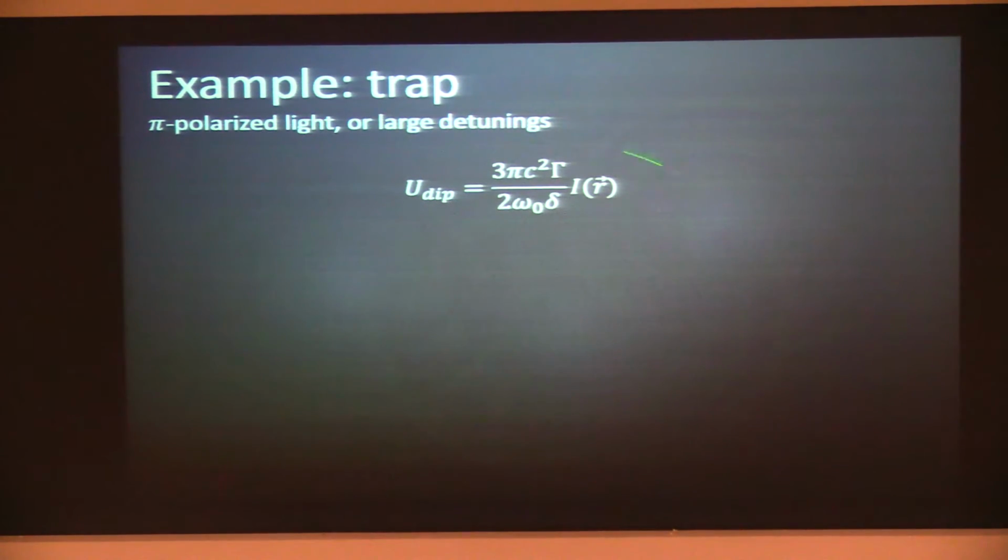All right, it's got that excited state line width in it, which is proportional to 1 over the excited state lifetime, which is about 30 nanoseconds. That's about 2 pi times 6 megahertz. It's got the detuning of the laser beam in the denominator and the intensity of the light that it's proportional to.